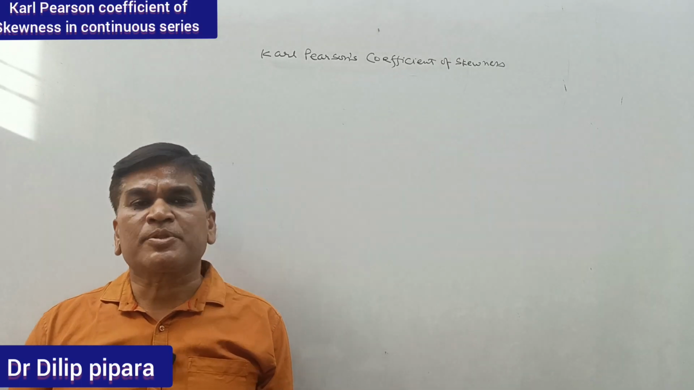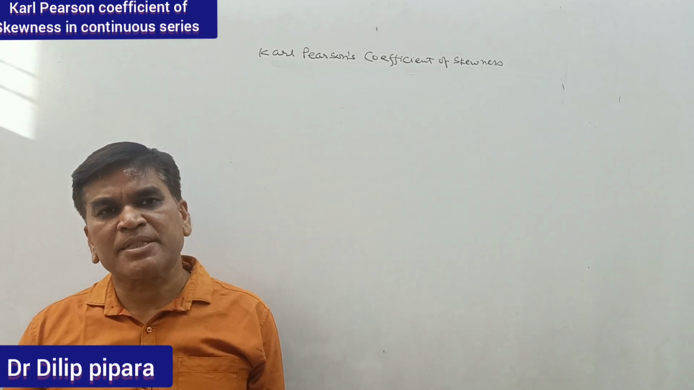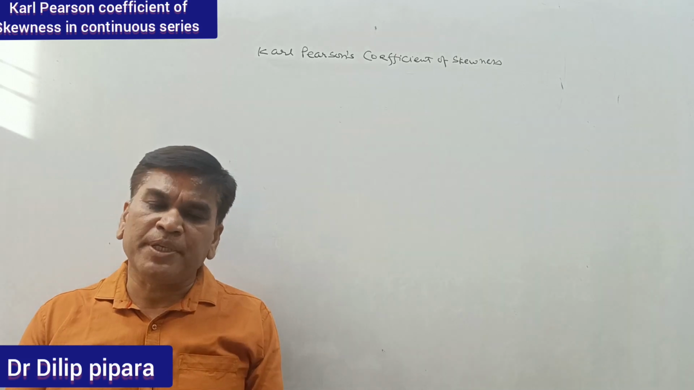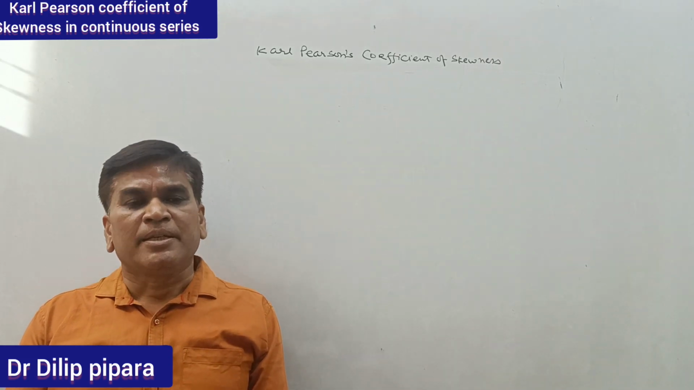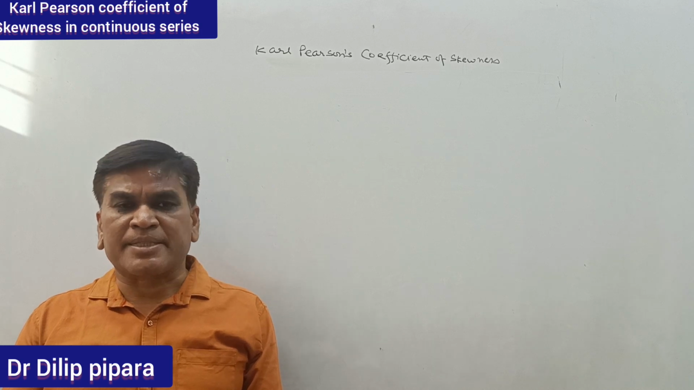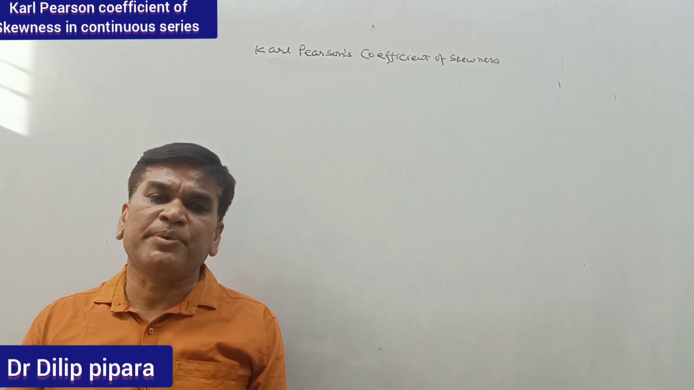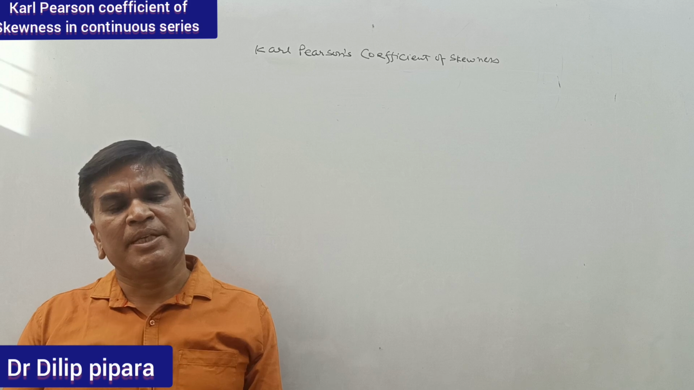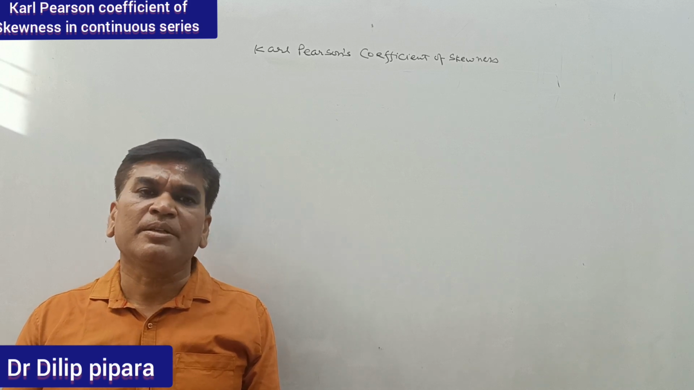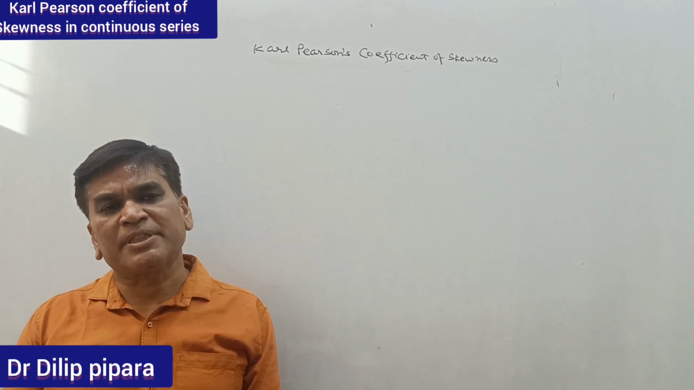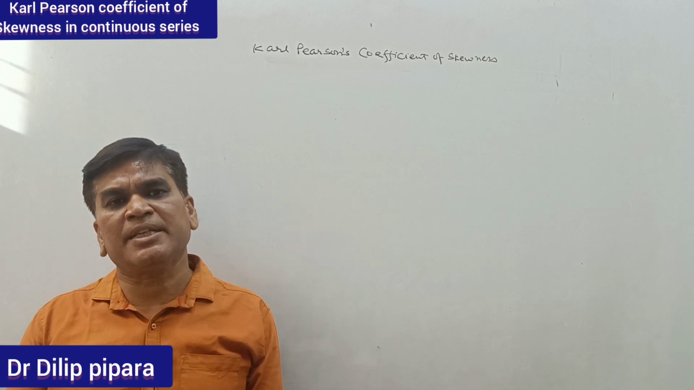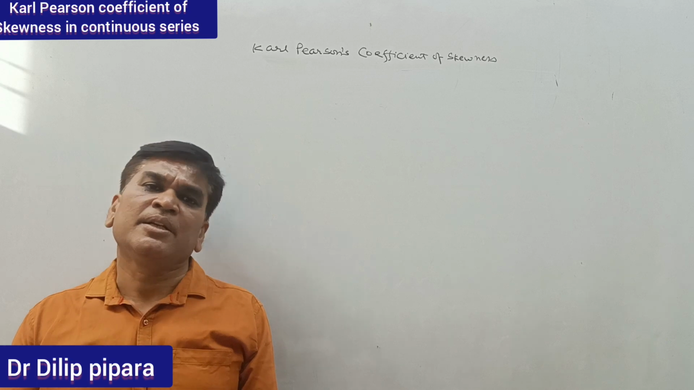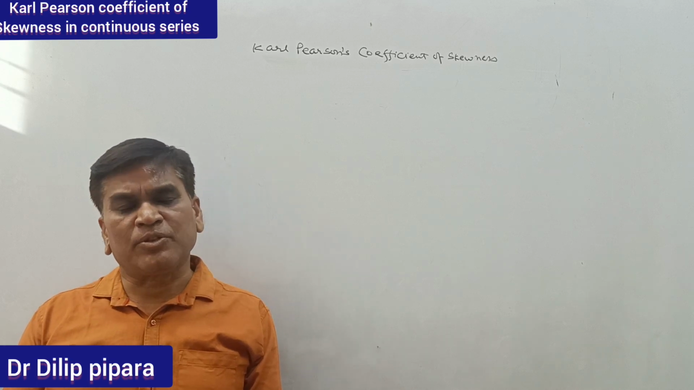In the last video on skewness, we discussed how to calculate Karl Pearson's value of skewness in the case of a discrete series. In today's video, we will discuss how to calculate Karl Pearson's skewness value in the case of a continuous series. We have three types of series: one is individual series, second is discrete series, and third is continuous series. The continuous series may be in two forms.